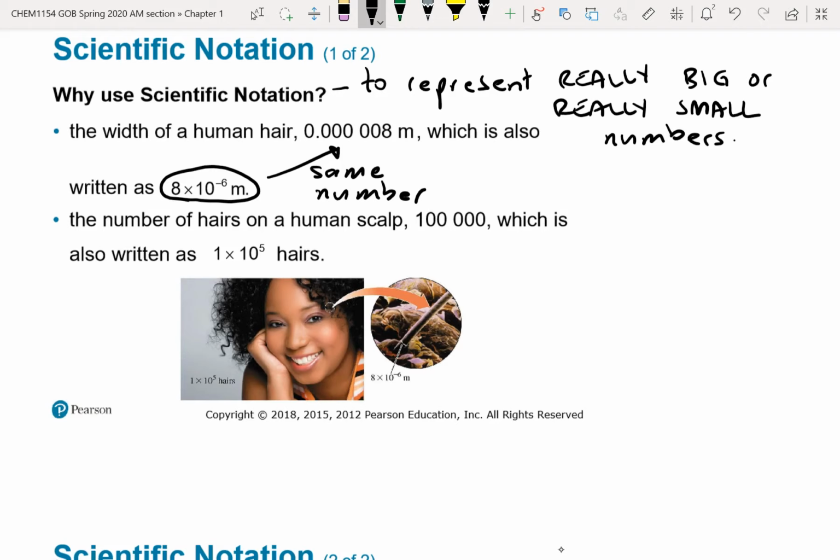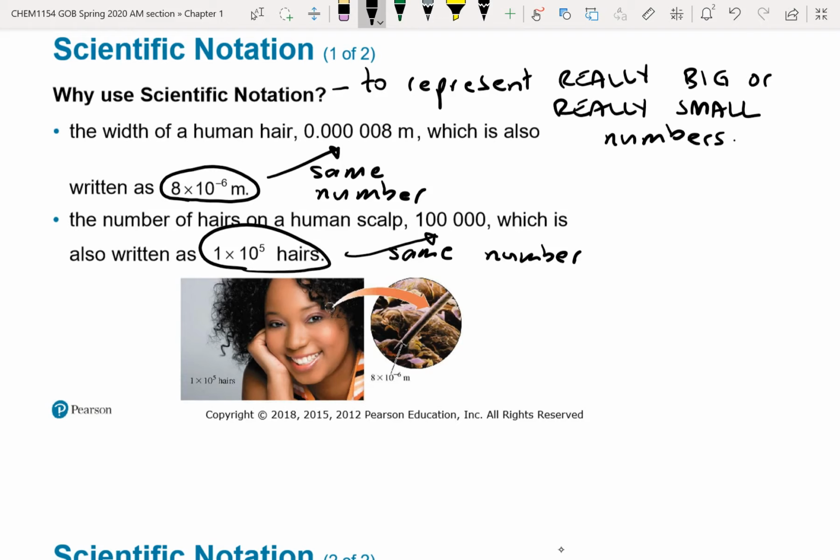Conversely, if you were to count the number of hairs on a typical human head, I'm not going to use my head as an example, but other people's scalps may have lots of hair on them. 100,000 or maybe even a million hairs are typical. Well, that's the same as saying 1 times 10 to the 5. So here we're using scientific notation to represent a really big number. And it's the same number. We haven't lost any information when we convert that 100,000 into scientific notation.